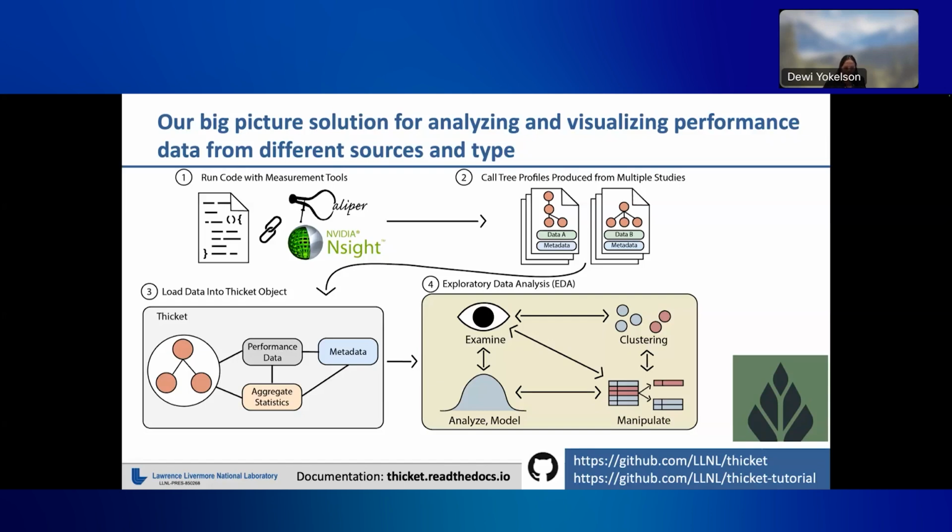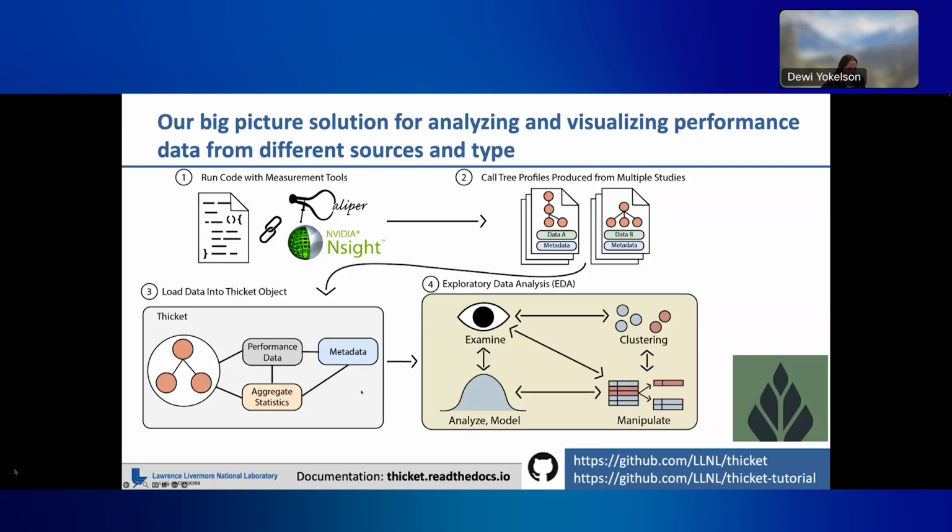So the Thicket object is made up of 3 different tables. That is the performance data table, which is all the performance metrics, things like time spent in a function, metadata, which David showed you a lot of examples of, how the application was run for that particular run, and then as well as aggregate statistics. So if we want to do comparisons or order reduction across an ensemble of many different profiles, then we can aggregate those into a separate table.